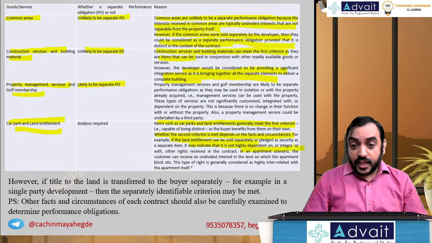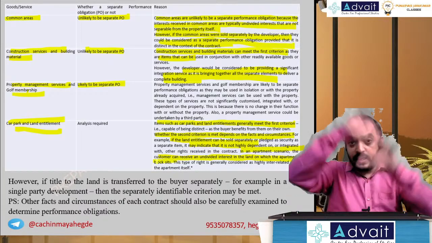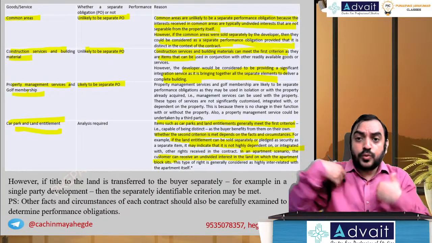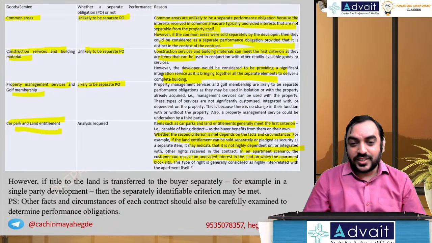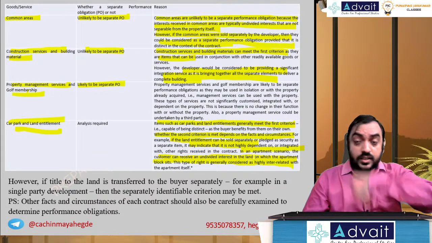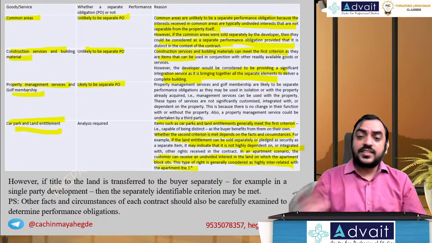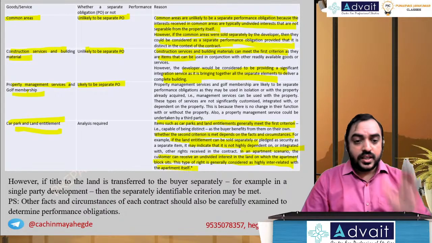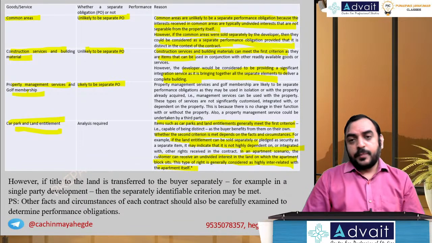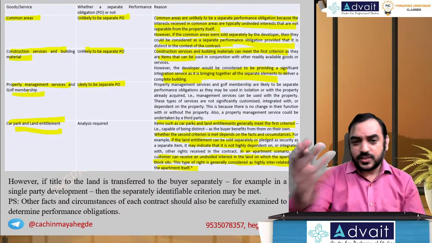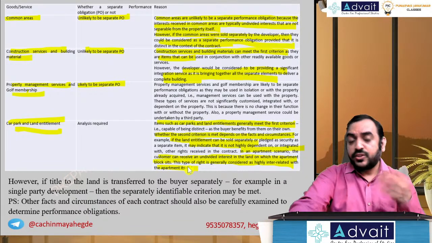In an apartment scenario, the customer can receive an undivided interest in the land on which the apartment block sits. The entire apartment is sitting on a land. So my own land I cannot sell usually. This type of right is generally considered as highly interrelated because it's all connected. So in that case, it's not a separate performance obligation. Anyway, ultimately it depends on facts and circumstances. Solution is there. You can read through it.